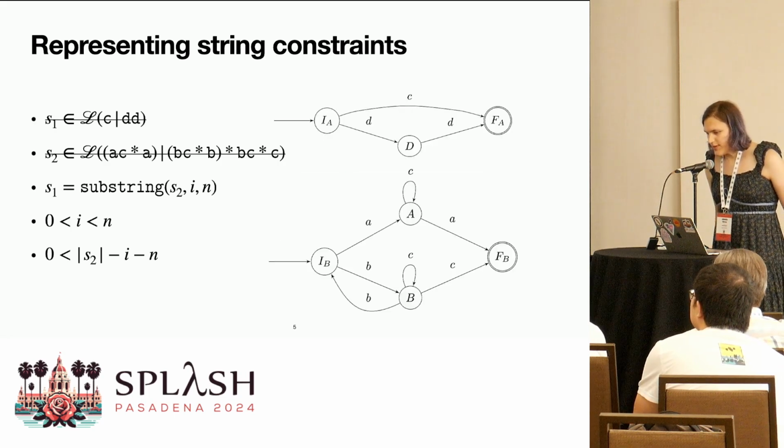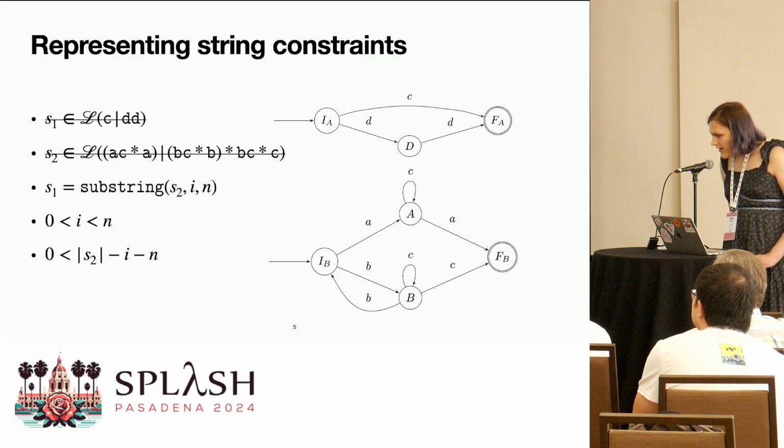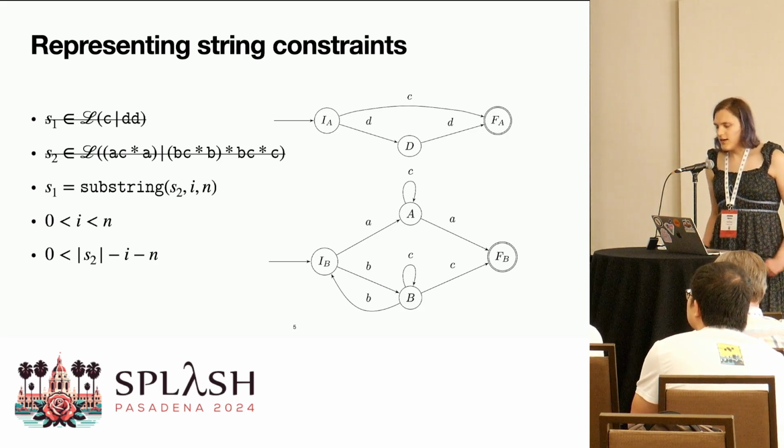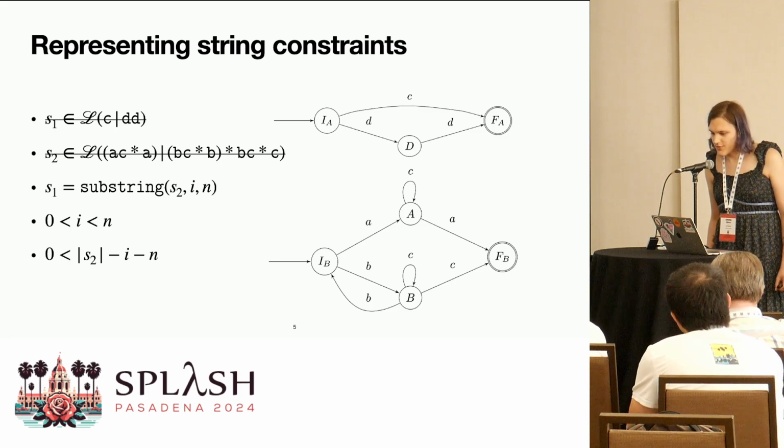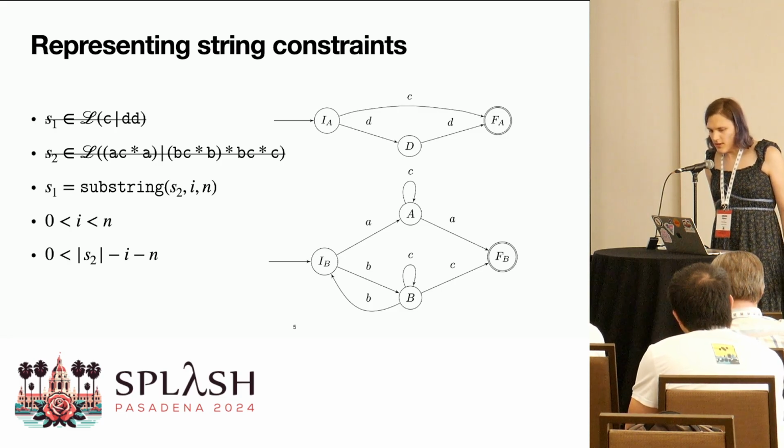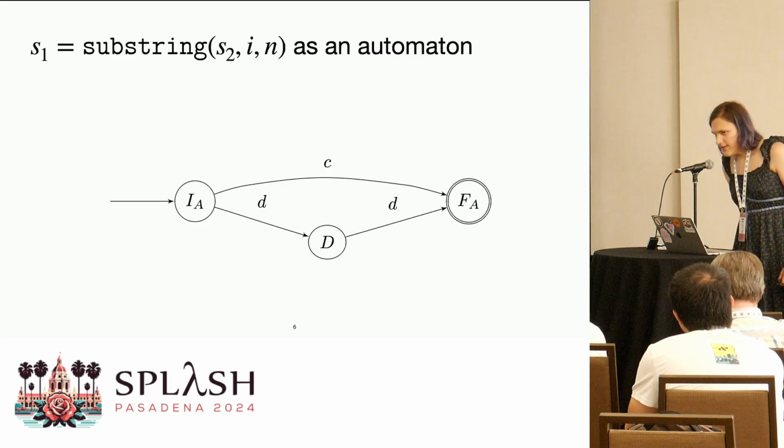The first 2 constraints can be easily handled by a regular language constraint. So that's not super complicated. It's just automata theory. Standard undergraduate automata theory is enough for that. The substring constraint is a bit more tricky.